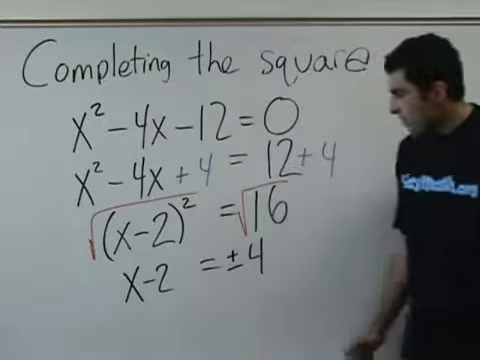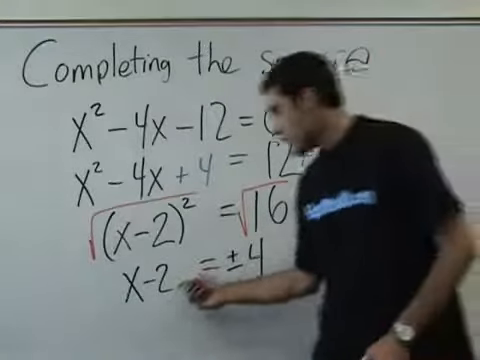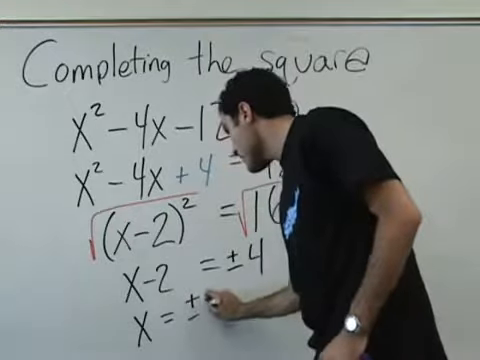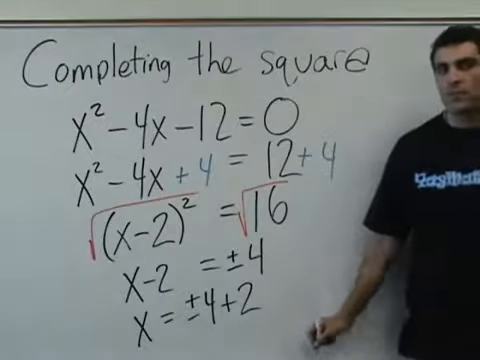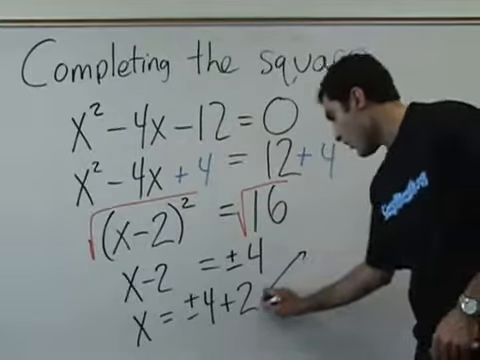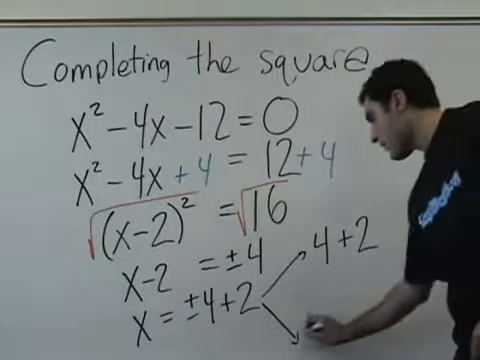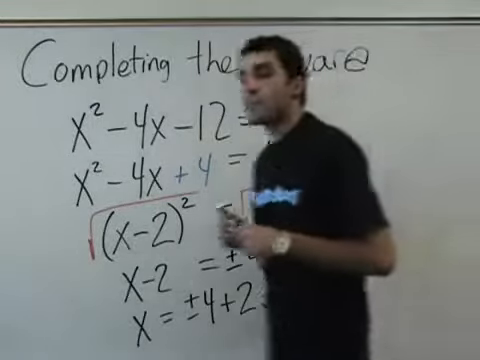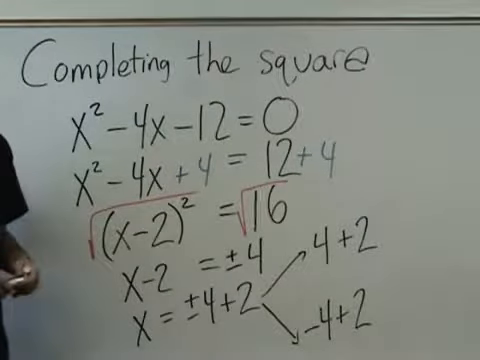Okay. So what do we do to both sides? Add 2. x equals, now watch this, plus or minus 4 plus 2, right? What this means is this, watch closely. Two answers. 4 plus 2, negative 4 plus 2. That's what plus or minus means. It means 4. It also means negative 4.